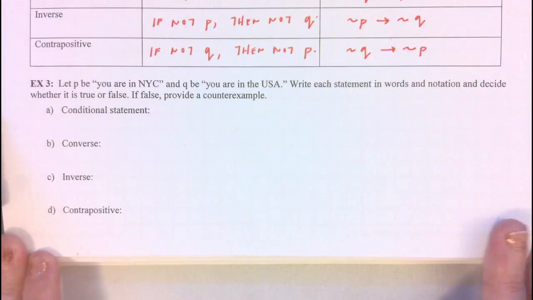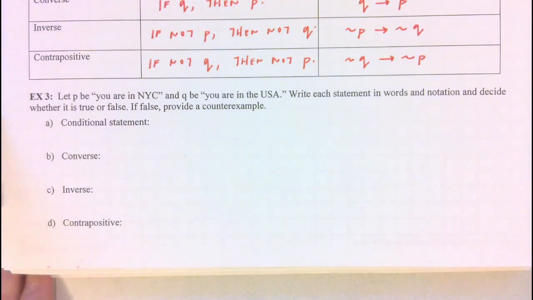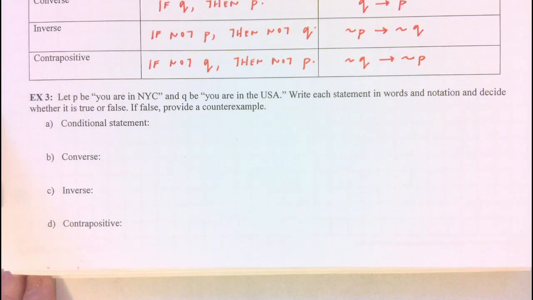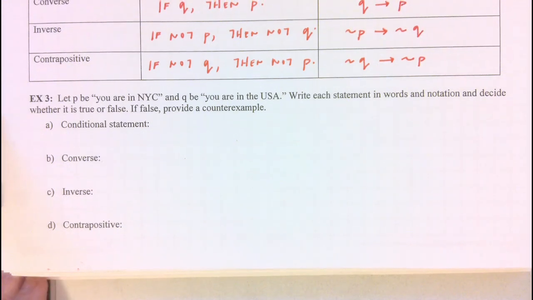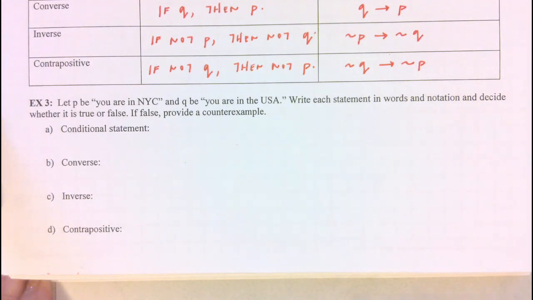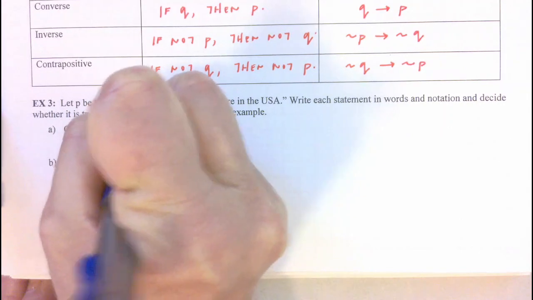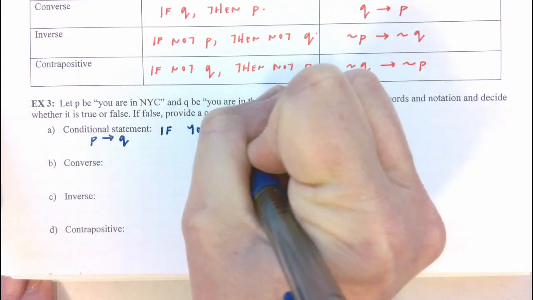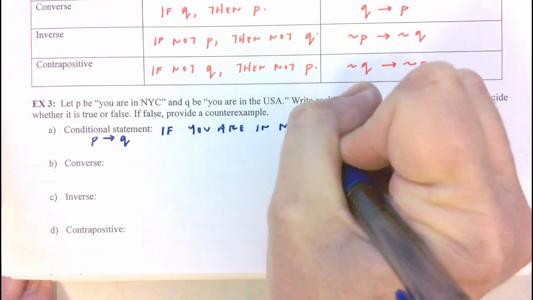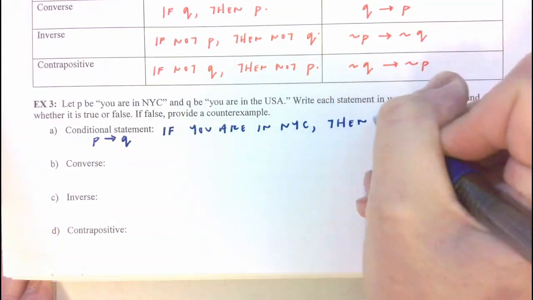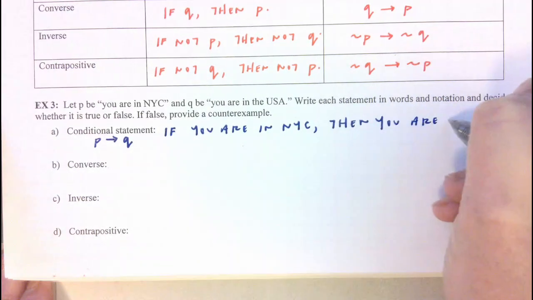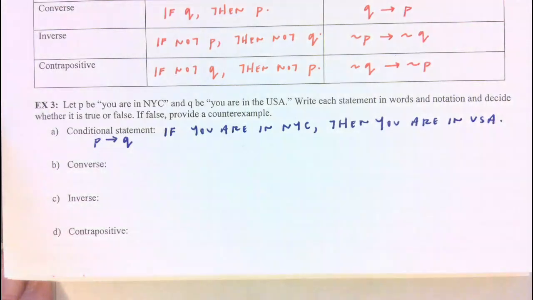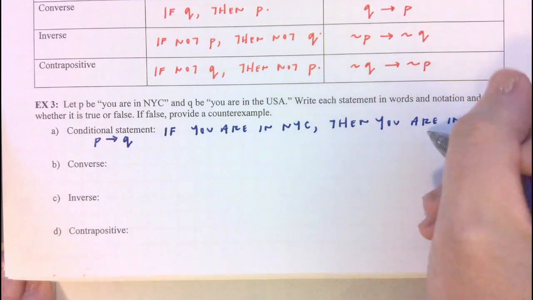All right, so here I'm saying let the hypothesis be, you are in New York City. Q, the conclusion is you are in the USA. Write each statement in words and notation and decide whether it's true or false. If it's false, provide a counterexample. So our conditional statement, again, that's P to Q if I'm thinking of my fancy notation. I would say something like, if you are in New York City, then you are in the USA. And that makes sense. That's true, right? If you're anywhere within New York City, you are absolutely also in the USA. That is true.